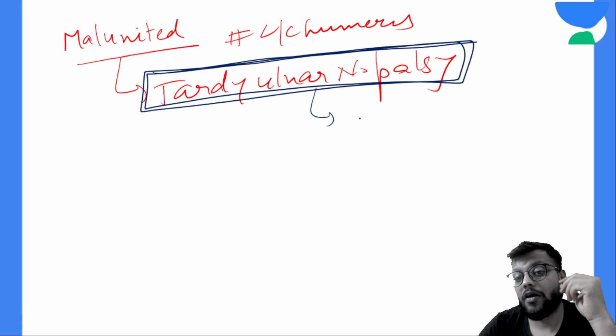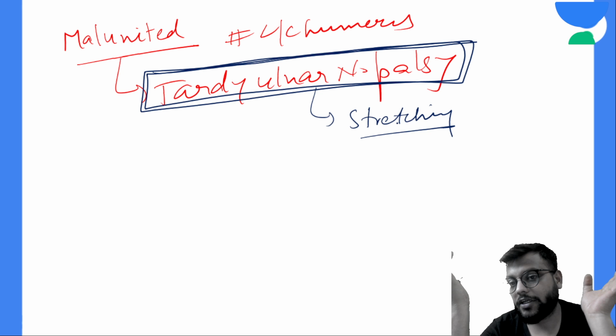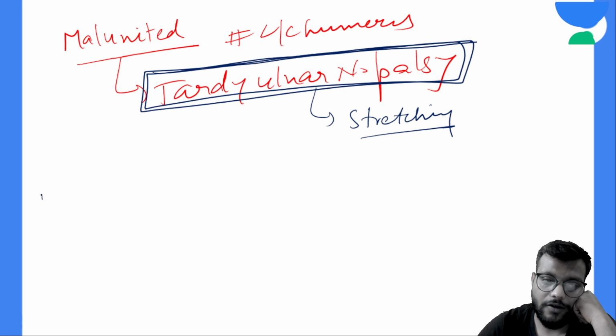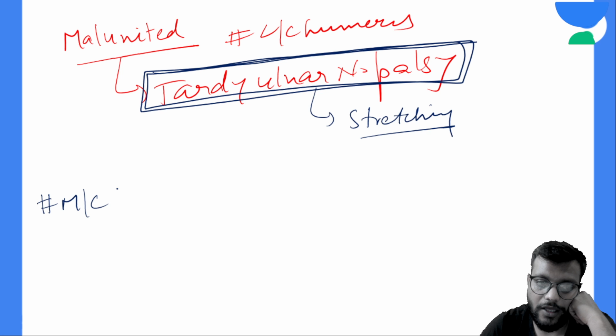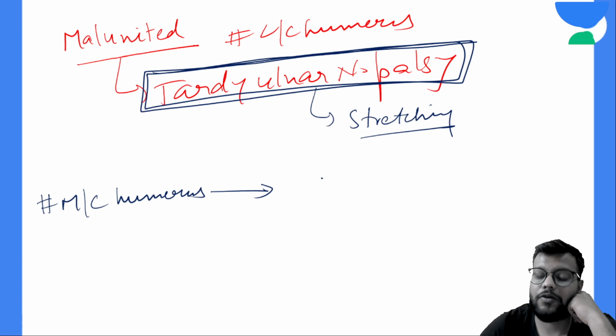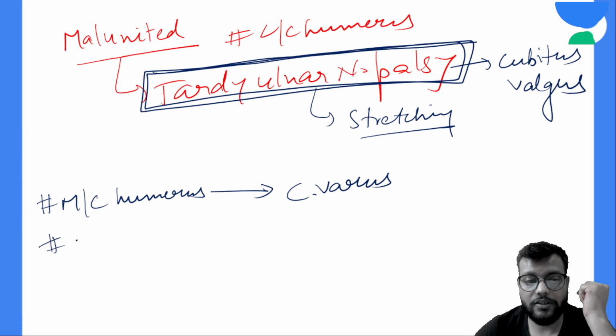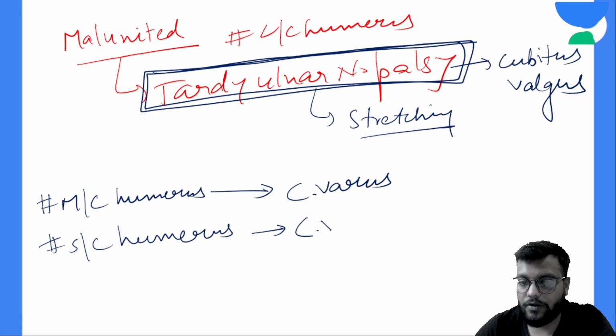Whenever you do flexion, extension, or pronation, supination, that's why there is tardy ulnar nerve palsy. Whereas in fracture medial condyle humerus, there will be, in malunited cases, cubitus varus deformity. Okay, and this is your cubitus valgus deformity, tardy ulnar nerve palsy in cubitus valgus deformity. Whereas in fracture supracondylar humerus, the most common complication is your malunited cubitus varus deformity, which is called the gunstock deformity.